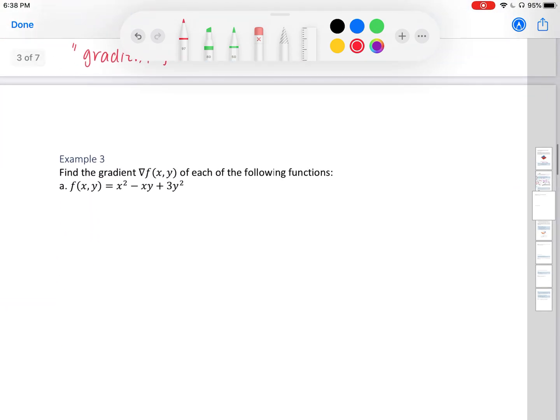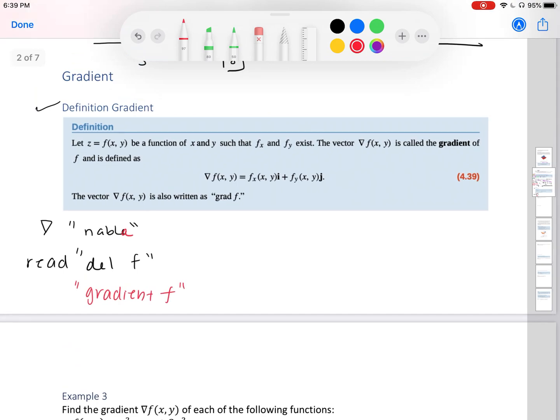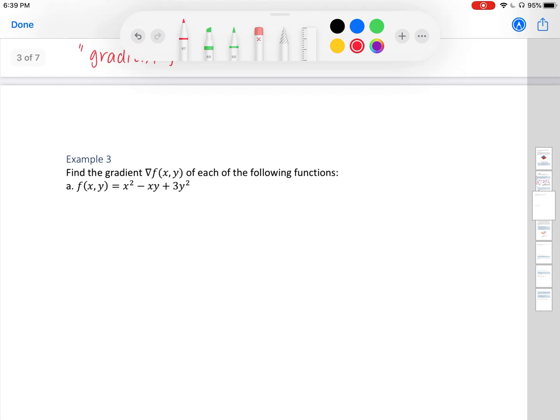Okay, example 3. Find the gradient of f of x comma y for each of the following functions. So we have f of x comma y equals x squared minus xy plus 3y squared. Okay, so this is pretty straightforward. What is our definition above saying? It says we take our partial derivatives, right? And we write them with i and j. And there we have it. So let's go ahead and do that. Let's take our partial derivatives.